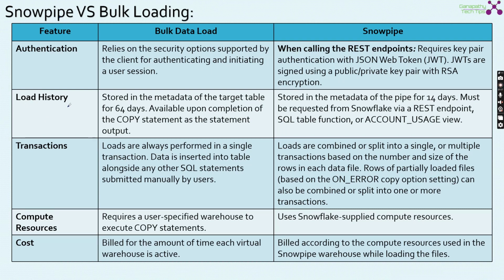When it comes to the load history, the metadata of the target table is stored for 64 days. We already saw this as part of the earlier video on COPY INTO loading the uncertain files. So the metadata history is maintained for 64 days, available upon completion of the COPY statement as the statement output. Pretty evident. For Snowpipe, the metadata is stored only for 14 days. Important thing to note, there is a differentiation here. It must be requested from Snowflake via the REST endpoint, SQL table function or account usage view.